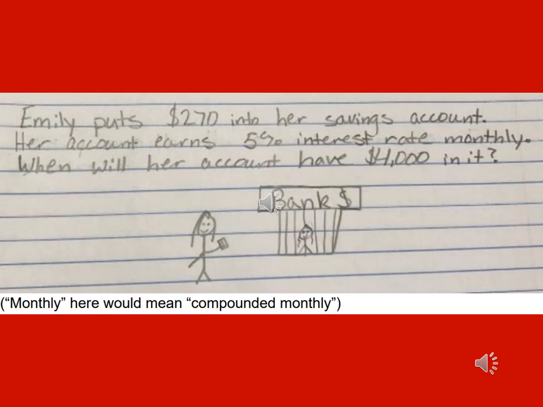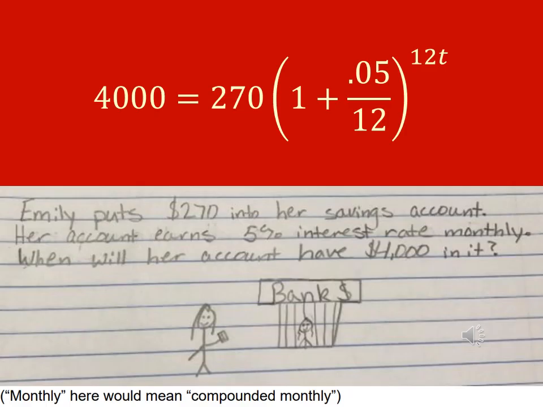So here's another problem that's similar we're going to take a look at. What I want you to do is, after I read the problem, pause the video and see if you can set up the equation. It says Emily puts $270 in her savings account. Her account earns 5% interest rate monthly, and what that would mean is compounded monthly. The question is, when will her account have $4,000 in it? Again, take a minute, pause the video, and see if you can come up with the equation.